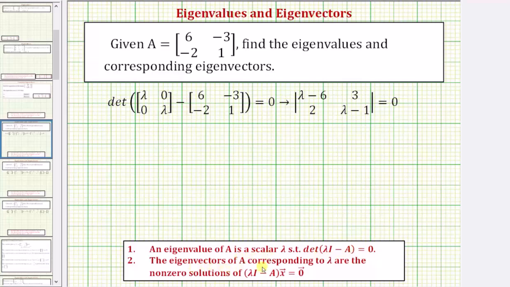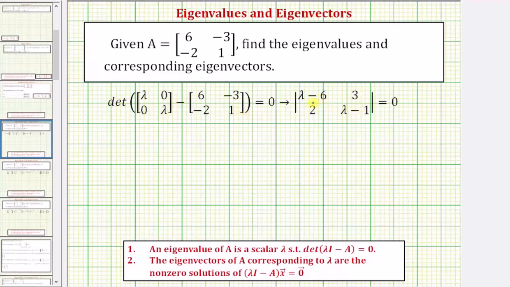And then the eigenvectors of A corresponding to lambda are the non-zero solutions of this equation here, which we'll be solving for vector x. But let's first find the eigenvalues, and I've already set some of this up. Here we have the determinant of lambda times the 2 by 2 identity matrix, which would be this matrix here, minus the given matrix A, must equal 0. Performing the matrix subtraction, notice how we have lambda minus 6, 0 minus negative 3, which is 3, 0 minus negative 2, which is 2, and lambda minus 1.